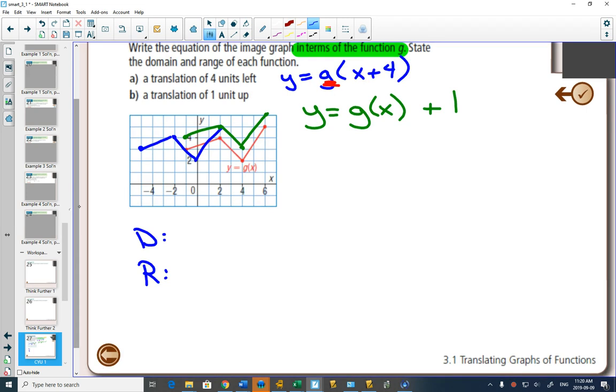So I just write a little d for domain, r for range. Remember that domain are your x values. So in this case, our smallest x value is negative 5, and our biggest x value is 2. So we include all the x values from negative 5 to 2.